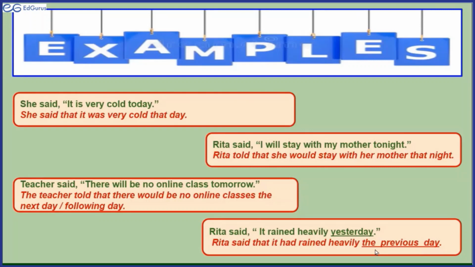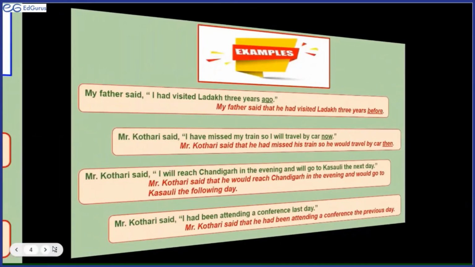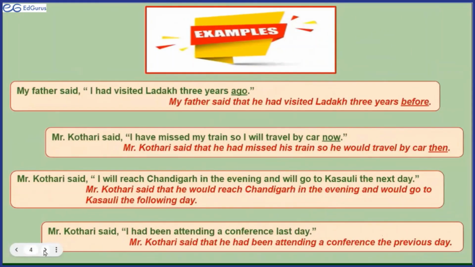Right? Yes, ma'am. Any doubt here? No, ma'am. Okay. Yes, some more examples here. My father said, I had visited Ladakh 3 years ago. My father said that he had visited Ladakh 3 years before. Right. So you see that ago has been changed into before.